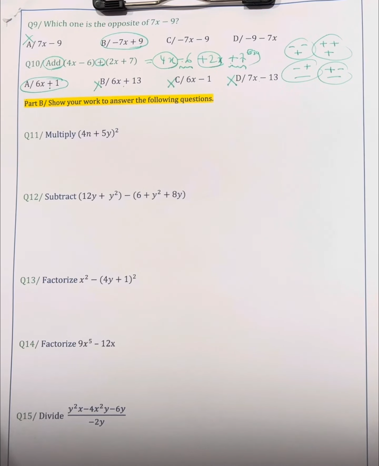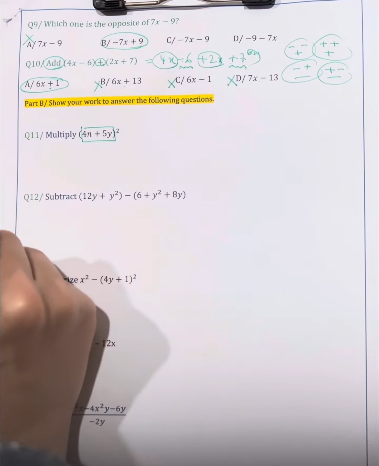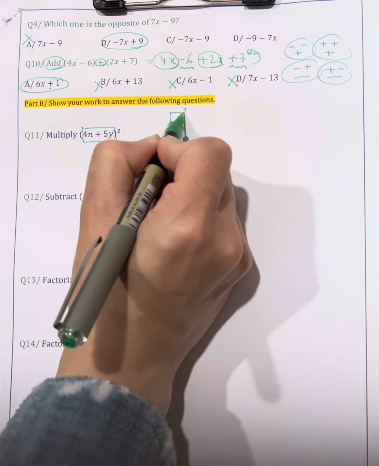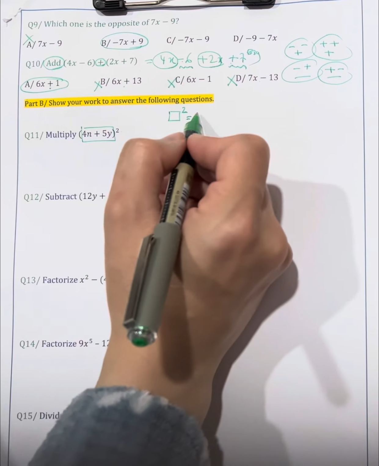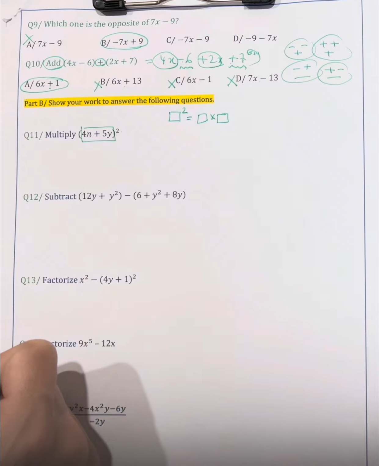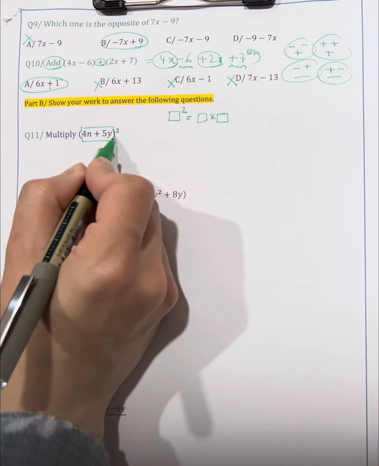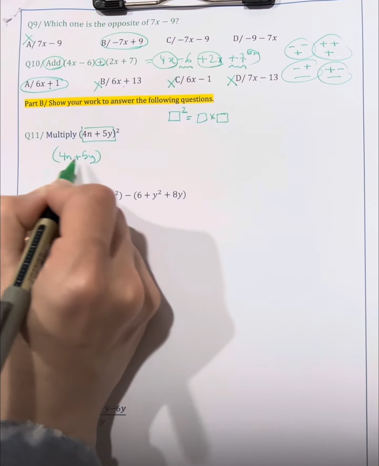Going for the written part. In the written part, the first question says multiply. All this is squared. Anything that's squared, what do we do with that? I have to repeat it. Okay? So 4n plus 5y, all of it squared. That means repeat this. Write it again 2 times.